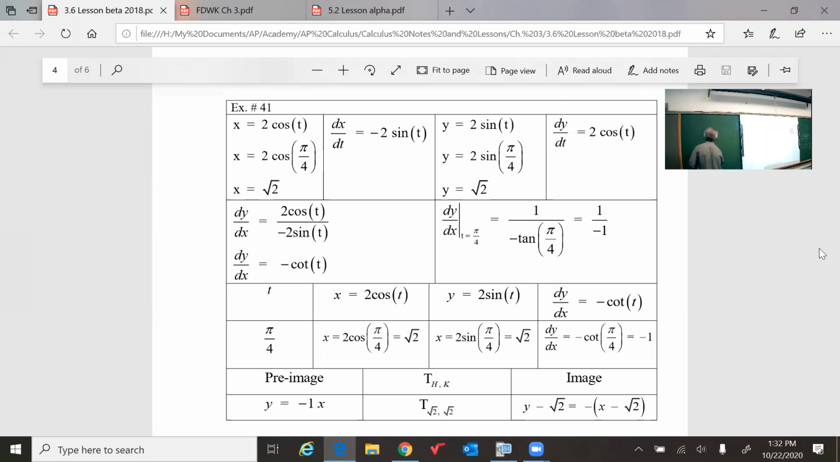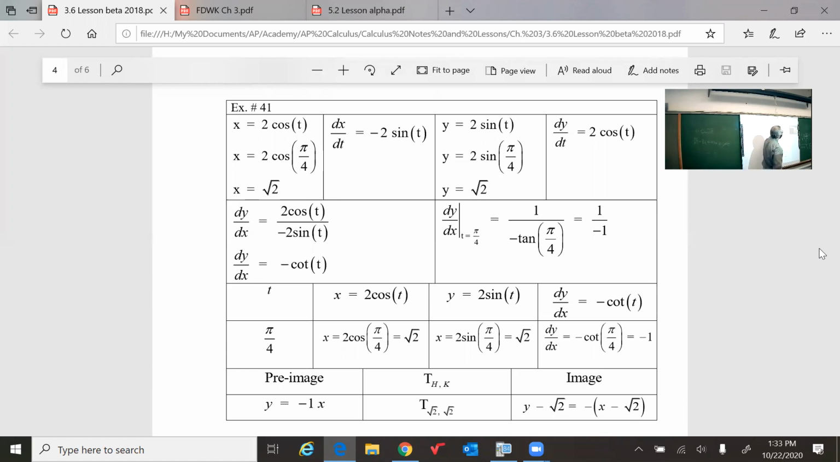Make sure you understand. You have x equals 2 cosine t. Why does that 2 end up in the derivative? Well, because if you use the product rule, which you don't need to, you would get dx/dt equals 2 times the derivative of cosine, which is negative sine, plus the derivative of 2, which is 0, times cosine t. So you would just get negative 2 sine t.